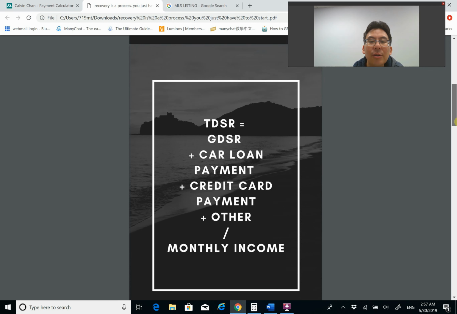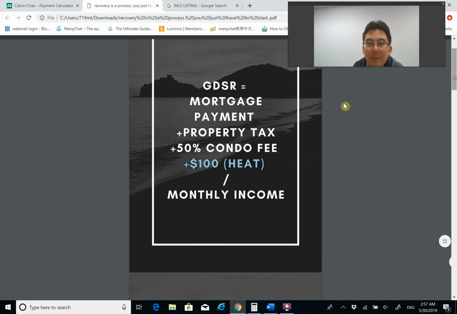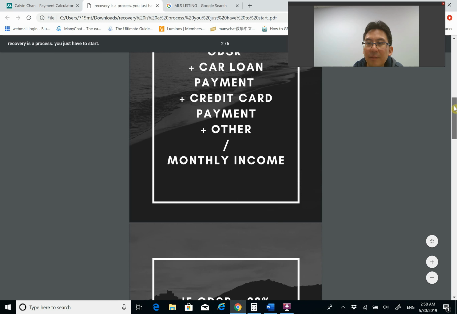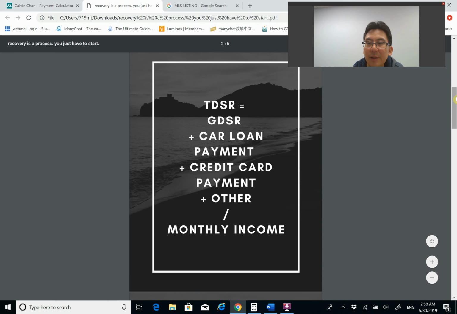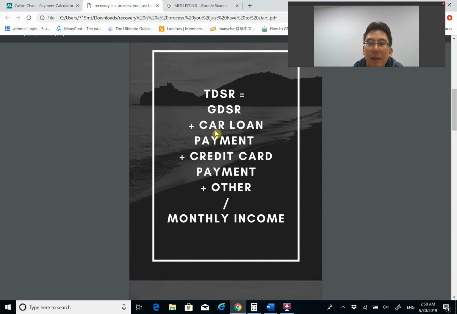The next one you need to know is, you basically need to know two things, right? The GDSR and the TDSR, the total debt service ratio. This is even more important. What is this? This is the GDSR, which is this, okay? Or this is all the payments: the mortgage payment, the property tax, the condo fee, and the heat. Plus, if you have any car loan or car lease payment and all that.